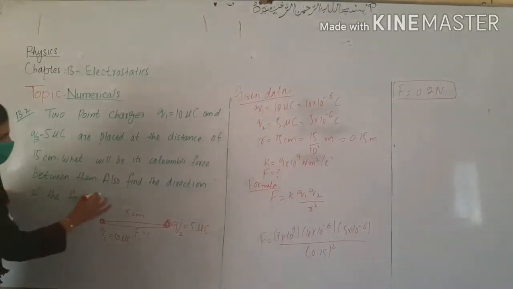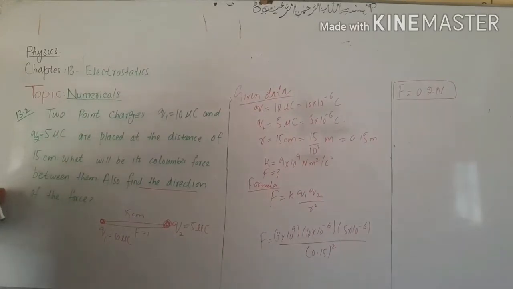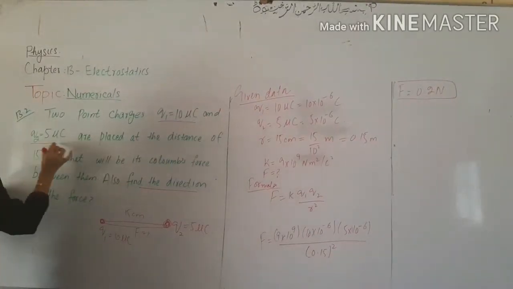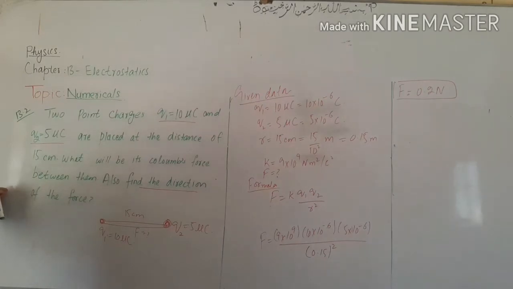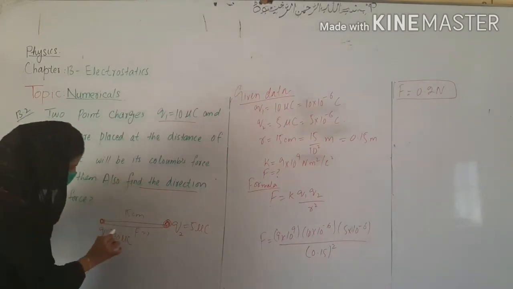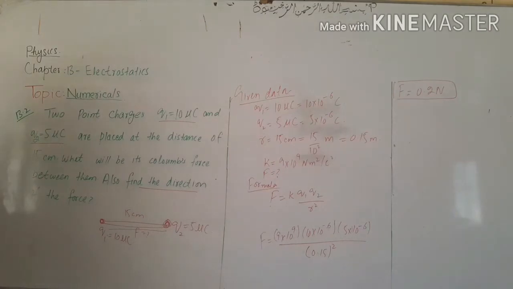Now the second part is find the direction. How do we find out the direction? According to the given data, this charge is positive and this charge is also positive. Both are like charges, and we have studied this. Like charges always repel each other, so there would be a force of repulsion between these two charges. That is the second part of this numerical, and this is all about numerical 13.2.